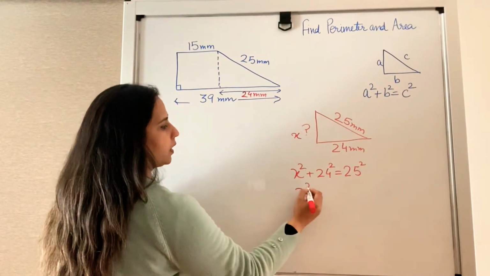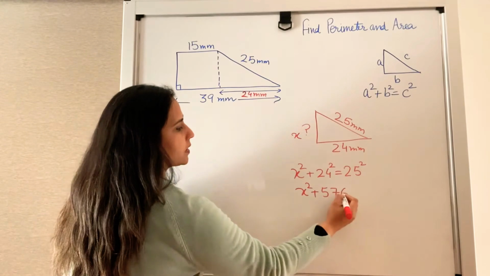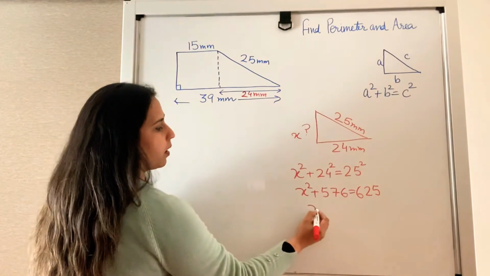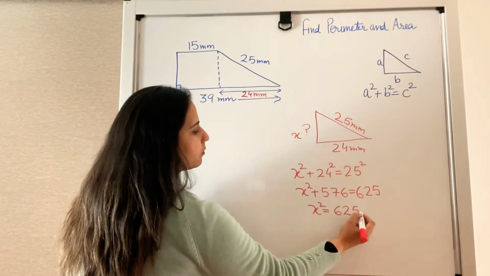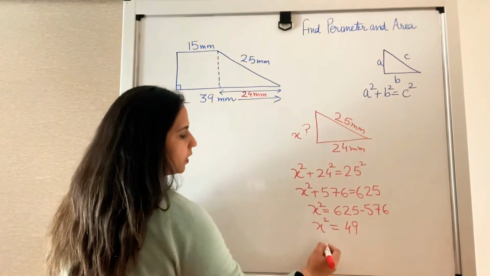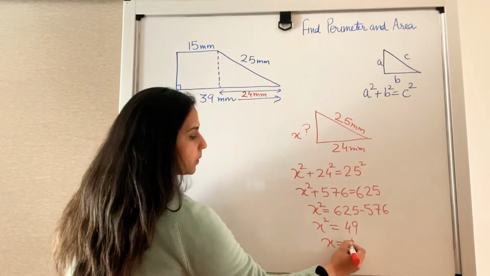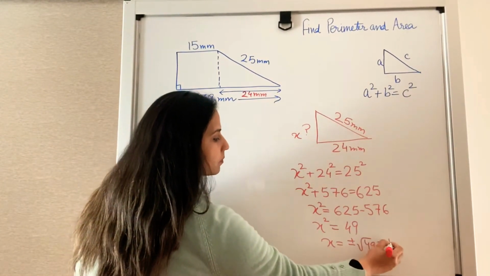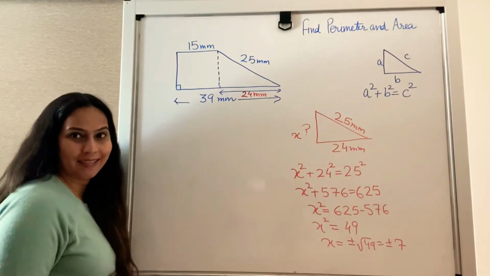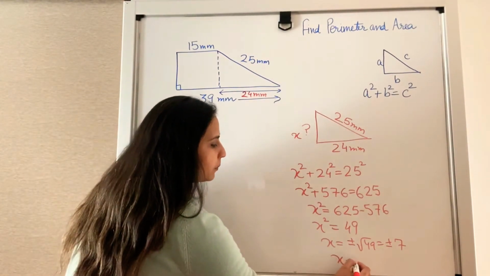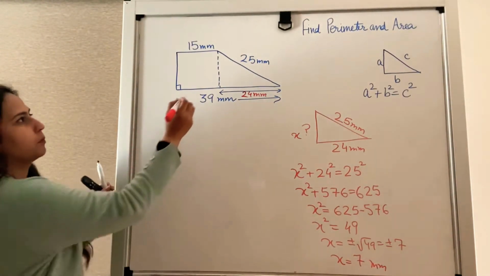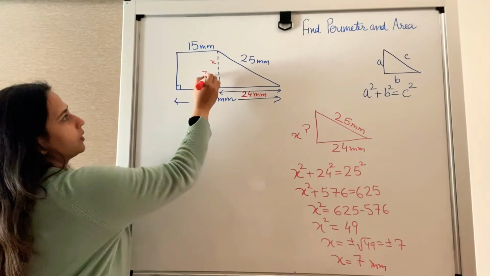So this is x squared plus 24 squared, which is 576, equals 25 squared, which is 625. So this is a plus here; on the other side it will go in minus. So this becomes 625 minus 576, which is 49. So x squared is 49. If you get rid of the square, actually it is plus or minus the square root of 49, which gives plus or minus 7. But because this is the length of a side, we cannot take it as a negative value, so we'll accept only the positive answer. So x is 7 millimeters, which you can put here.